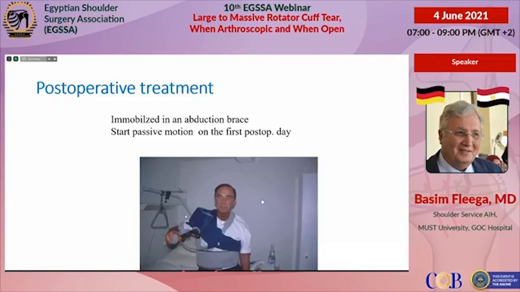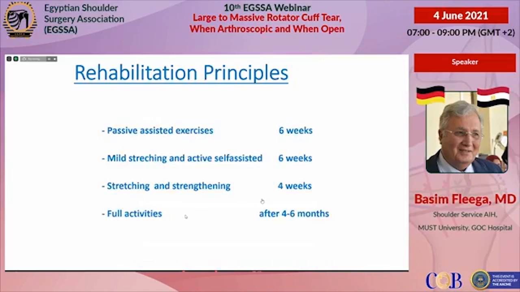Immobilization in an abduction brace is done for 6 weeks after surgery. We start passive motion on the first day postoperatively. The passive assisted exercises are done for 6 weeks, followed by mild stretching and active self-assisted exercises for another 6 weeks. Then stretching and strengthening for 4 weeks, and full activity is started after 4 to 6 months.